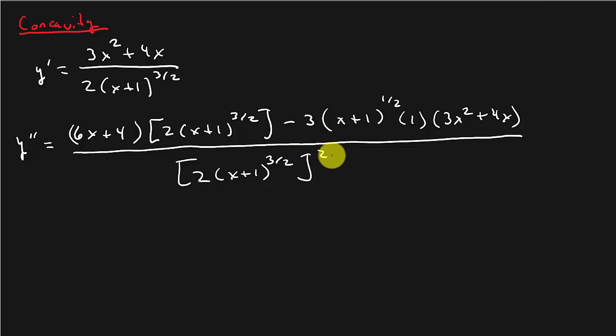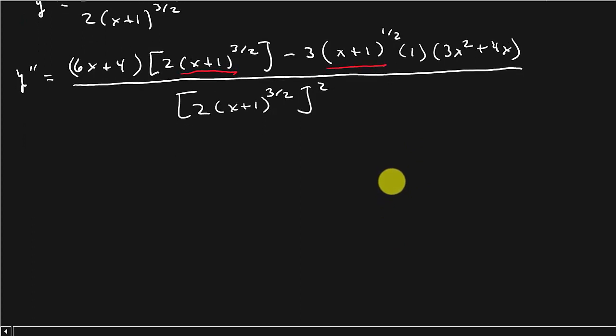All right. So now comes the fun part. We get to simplify this thing. If you notice here, I've got a common factor of (x + 1)^(1/2). I'm going to factor that out, and by doing that, it's going to make this a lot easier to simplify.